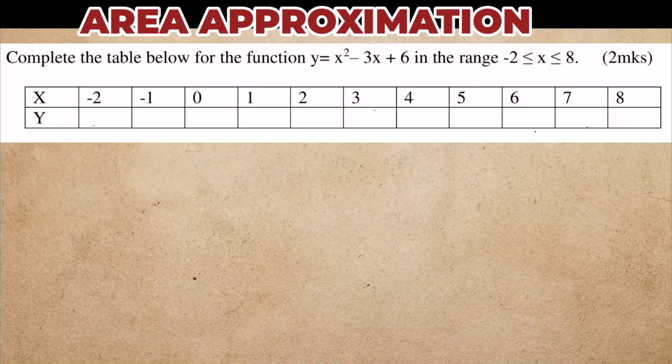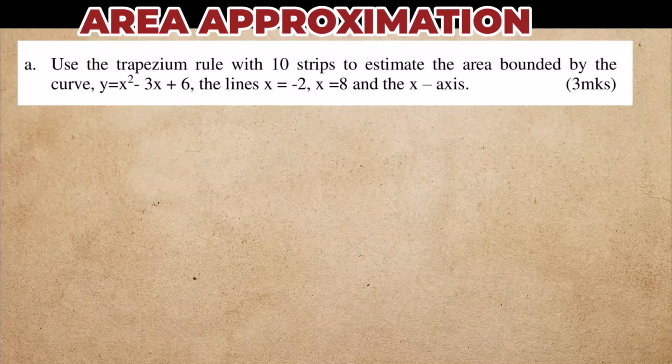Let's solve this question on area approximation. Complete the table below for the function y is equals to x squared minus 3x plus 6 in the range that is given there from -2 to 8. The other question, use the trapezium rule with 10 strips to estimate the area bounded by the curve y is equals to x squared minus 3x plus 6, the lines x is equals to -2, x is equals to 8, and the x-axis.